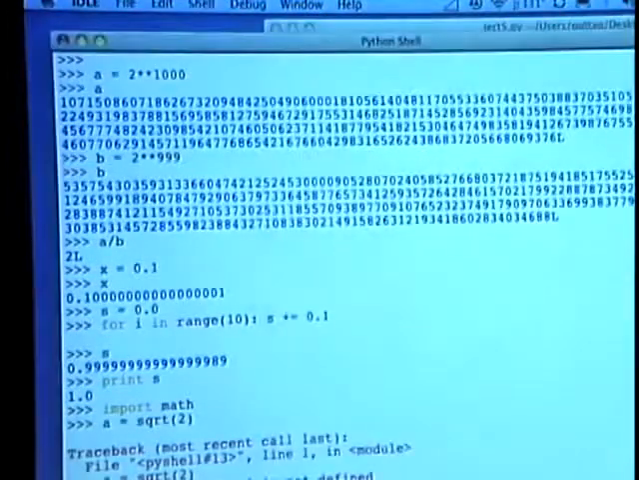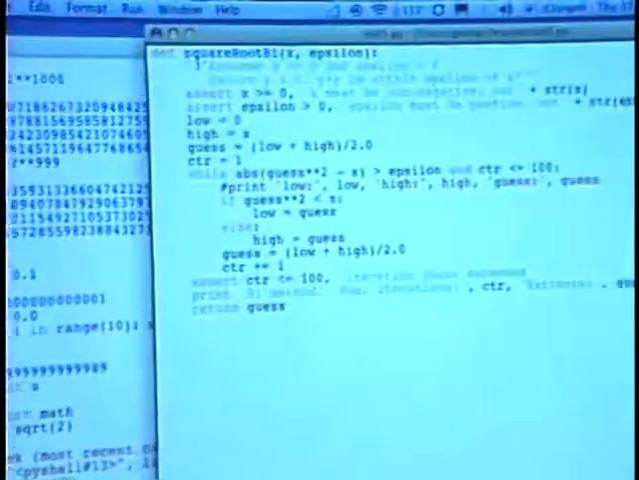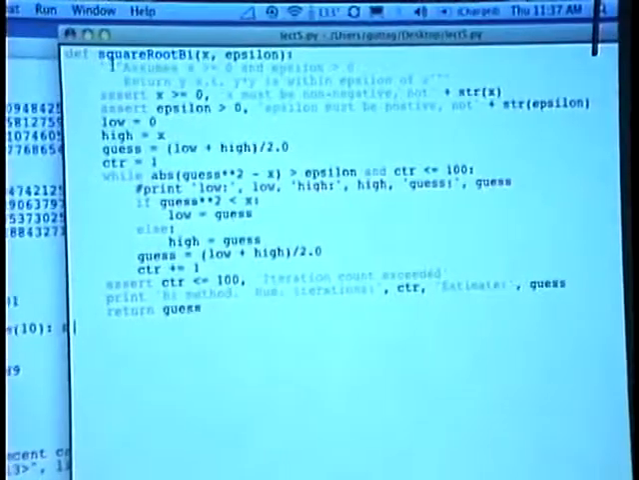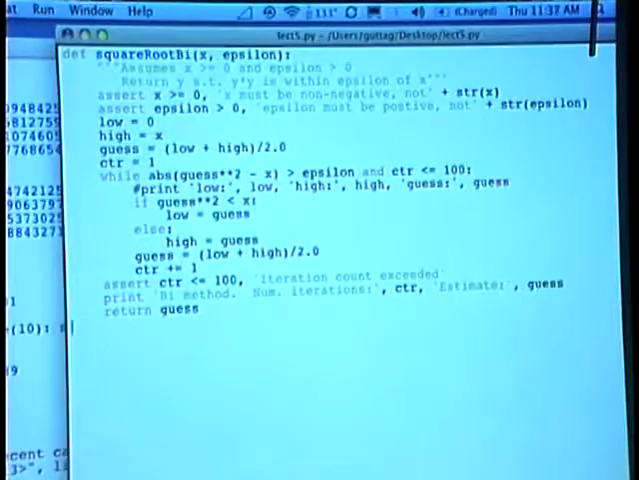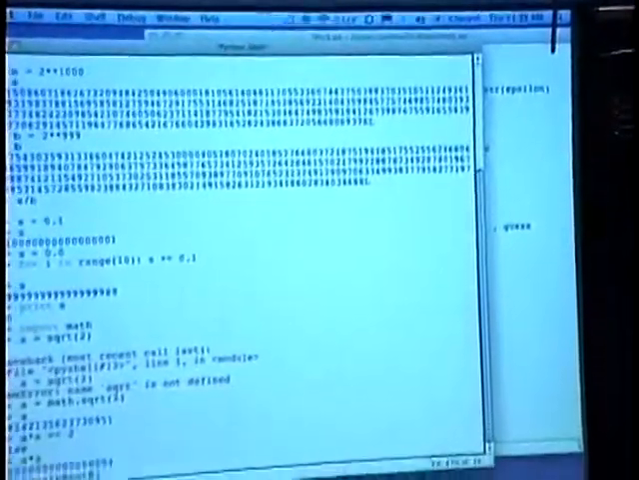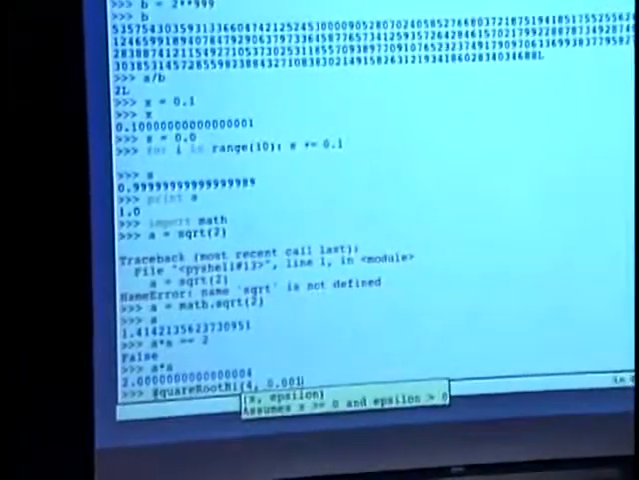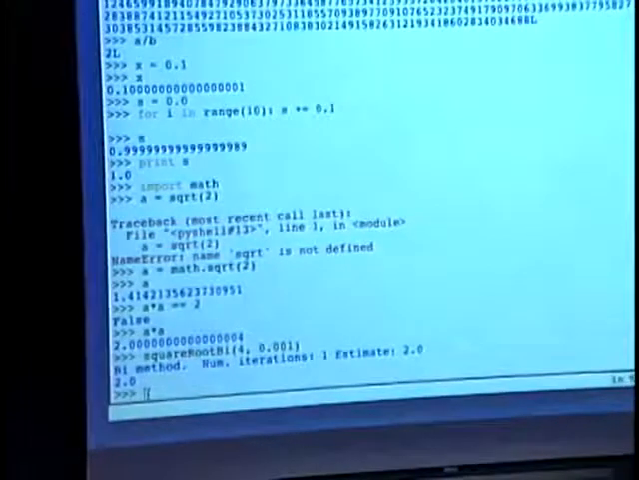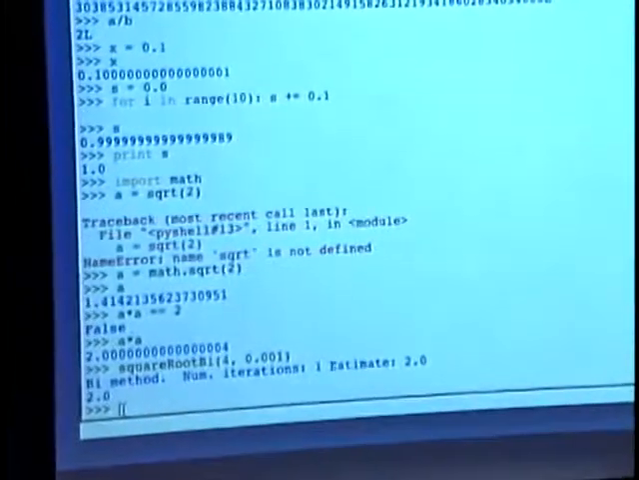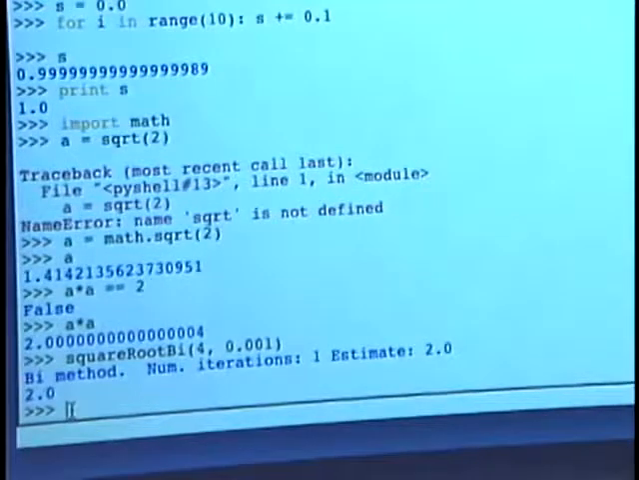All right, we're here. Well, notice when I run it, nothing happens. Why did nothing happen? Well, nothing happened because it was just a function. Functions don't do anything until I call them. So let's call it. Let's call square root by with 4, 0.001. Took only one iteration. That was pretty fast. Estimated 2 as an answer.